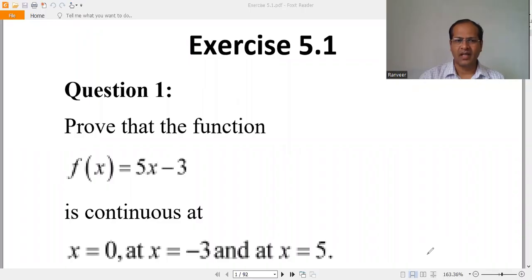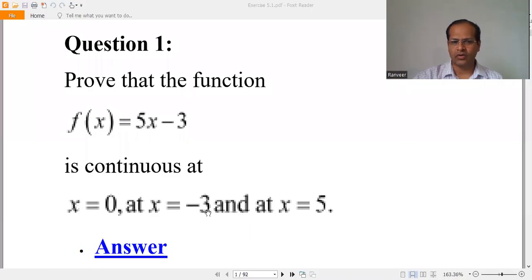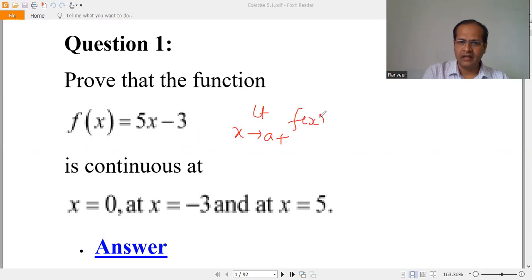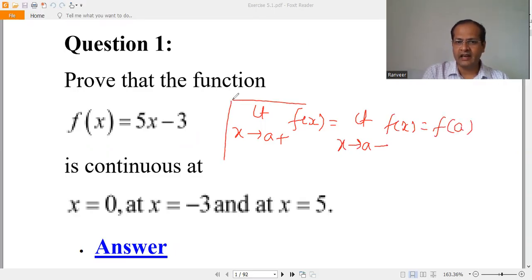Question number 1. Prove that the function is continuous at x equal to 0, x equal to minus 3, and x equal to 5. So, first of all, if we have to prove that the given function is continuous at a given point, then first of all, as we know, limit x tending to a plus f(x) equal to limit x tending to a minus f(x) equal to f(a). This is the condition of continuity, correct?